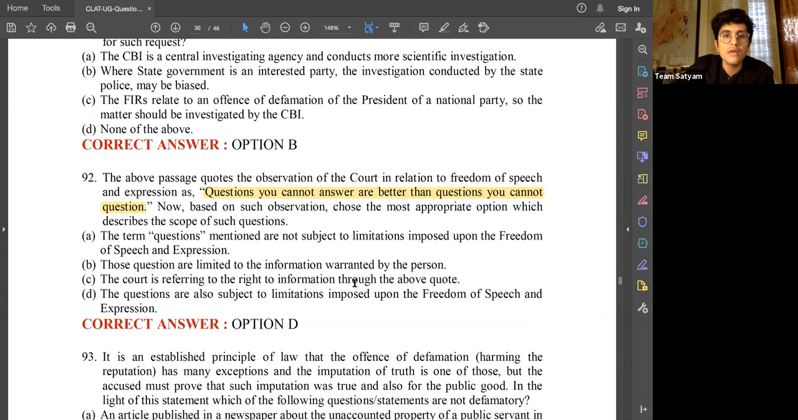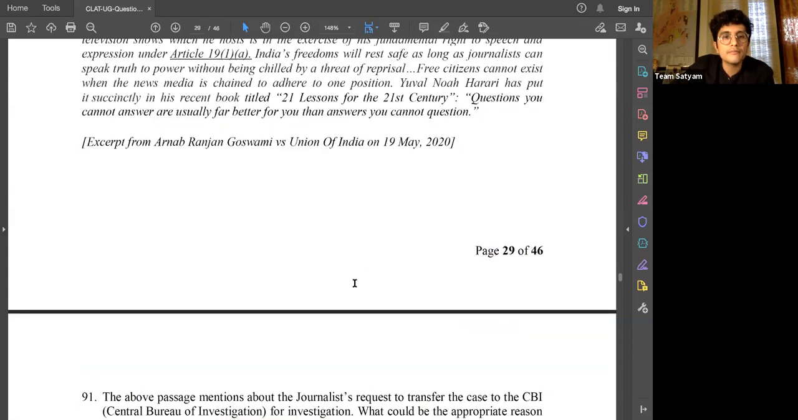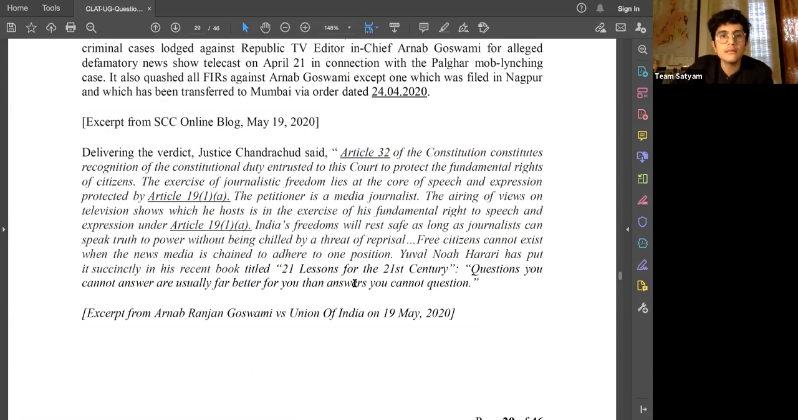So let's quickly look at the passage, and let's see whether the passage told us that the fundamental right contained in Article 19(1)(a) is something that can be subject to a limitation. So on a plain reading, it does not suggest something like that.